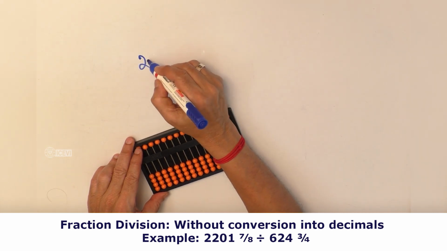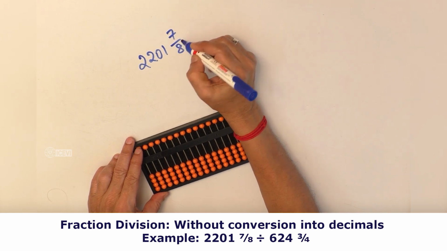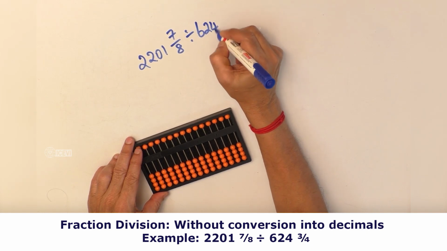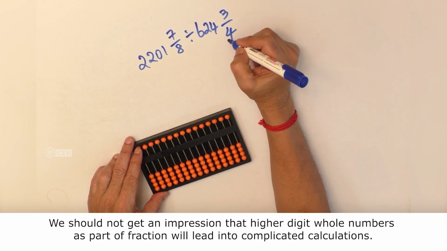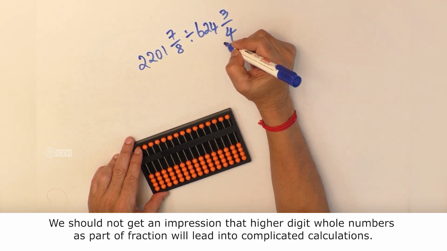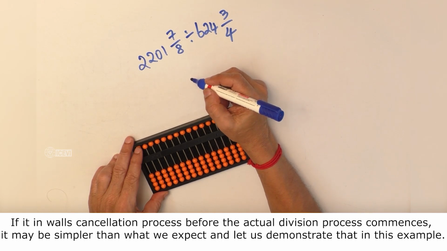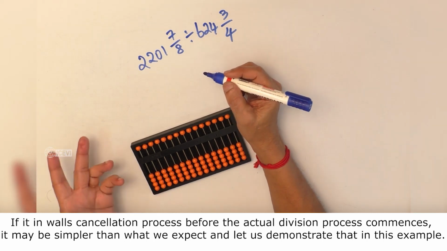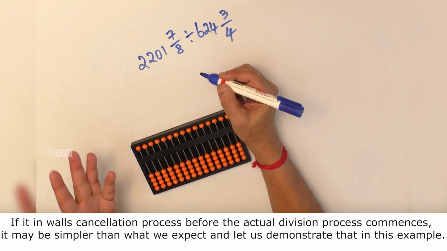Example: 2201 7 by 8 divided by 624 3 by 4. We should not get an impression that higher digit whole numbers as part of a fraction will lead into complicated calculations. If it involves a cancellation process before the actual division process commences, it may be simpler than what we expect. And let us demonstrate this in this example.